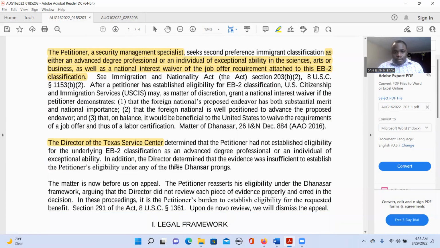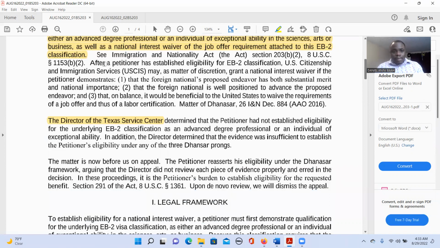Now, all these things talk about the law requiring, or the legal requirements to satisfy this green card, and I'm not going to read all of that. Now, the director of the Texas Service Center, that means it was filed with the Texas Service Center, determined that the petitioner had not established eligibility for the underlying EB2 classification as an advanced degree professional or individual of exceptional ability, okay? So this person, first of all, failed to prove which route he is applying towards, okay?